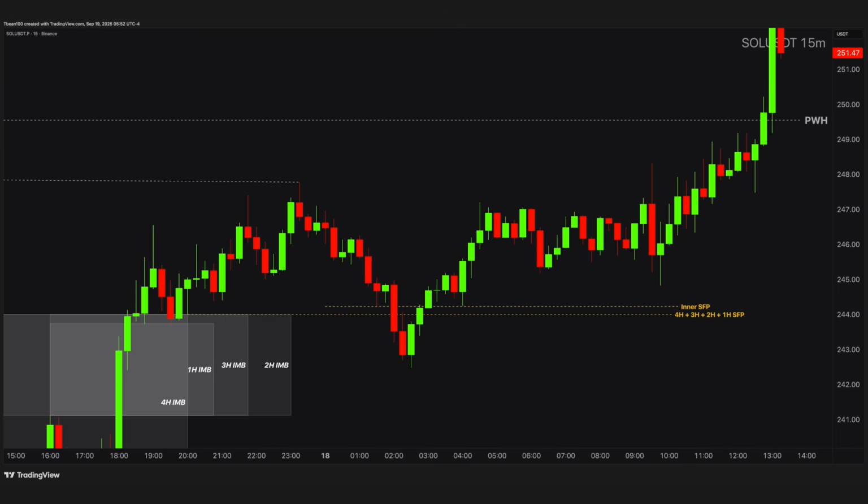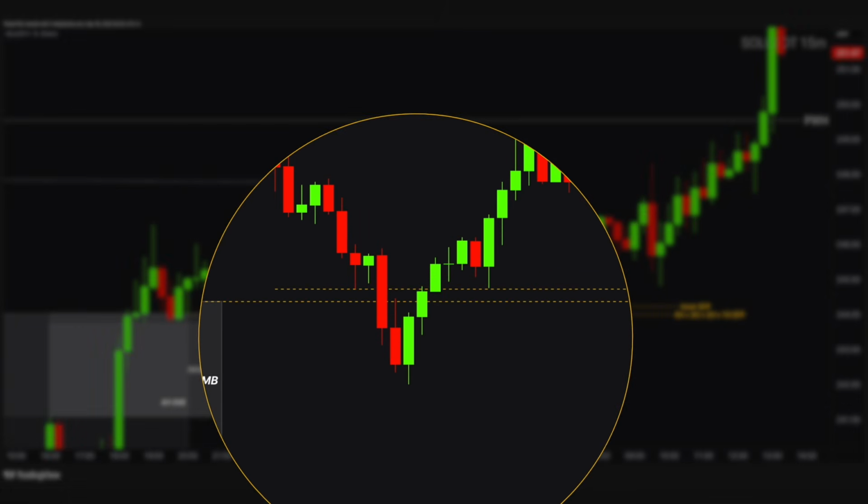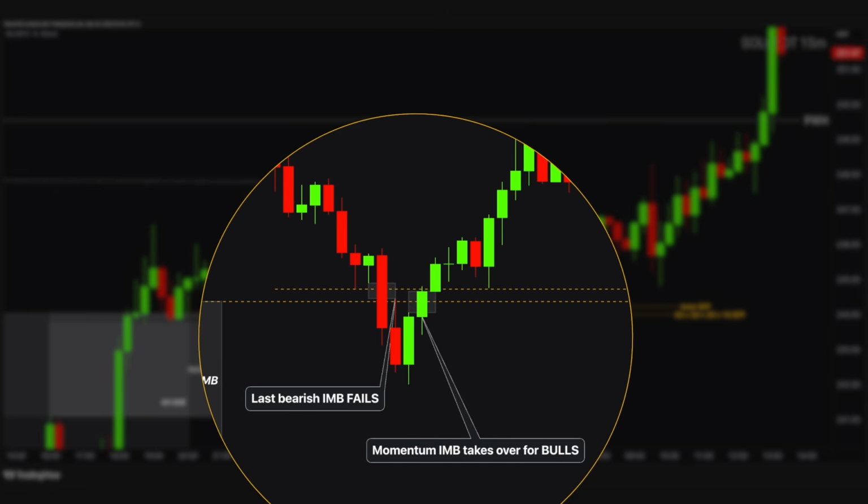This brings me to a question that I get asked very often. If there is no market structure break, or if I do not want to wait for a market structure break, what should I do? Let's talk about that in detail on this chart. Notice right here at our fuel area, there is a bearish imbalance that should have pushed the price down. But instead, it completely failed.